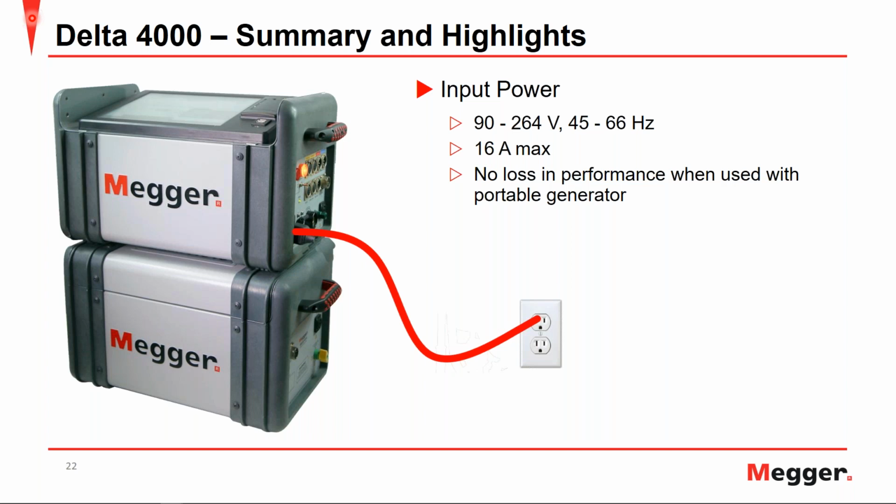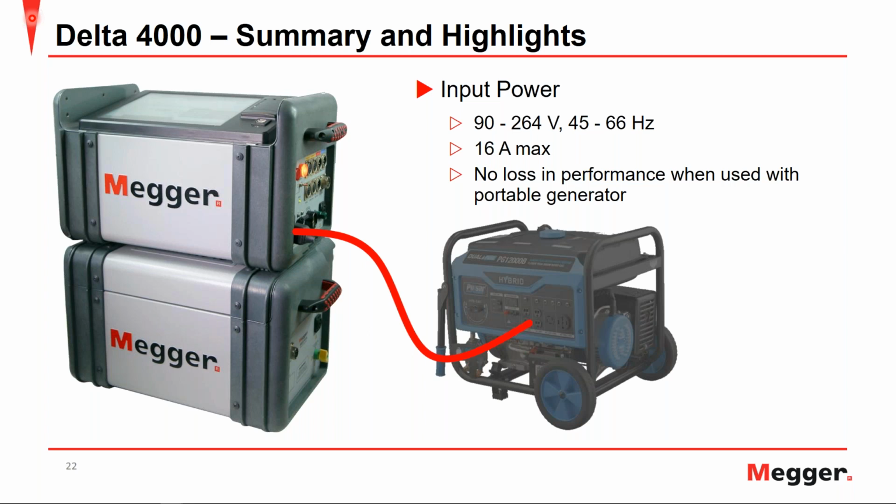And in that case, the Delta actually takes the AC signal, rectifies it, and inverts it into a clean AC signal in the instrument. So that way, in the case of using a portable generator, you have no loss in performance. So always a nice attribute.